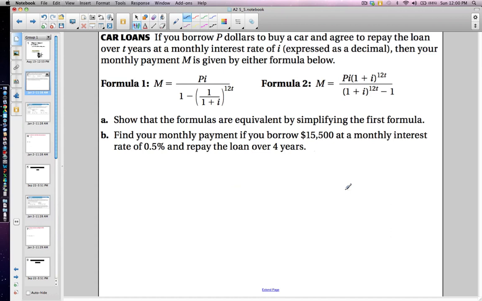So a problem of this nature is something that we might want to work with. If I borrow P dollars to buy a car and I'm going to repay the loan over T years with an interest rate, then my monthly payment can be given by either formula below. And we're going to look at how we simplify one formula to make it the other. This is a complex fraction. So I'm going to be taking a complex fraction and turning it into a regular fraction. And once we've done this work, then we're going to look at what our monthly payment might be.